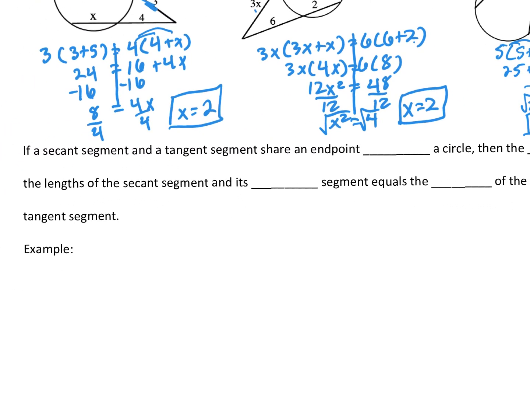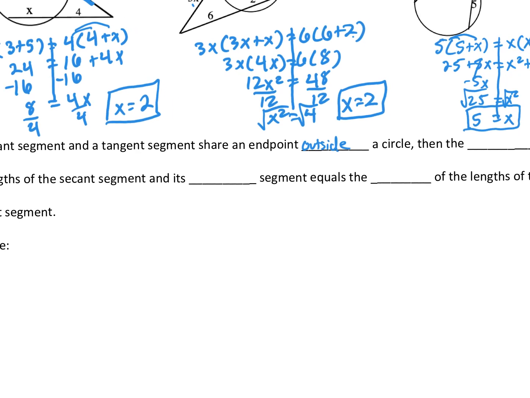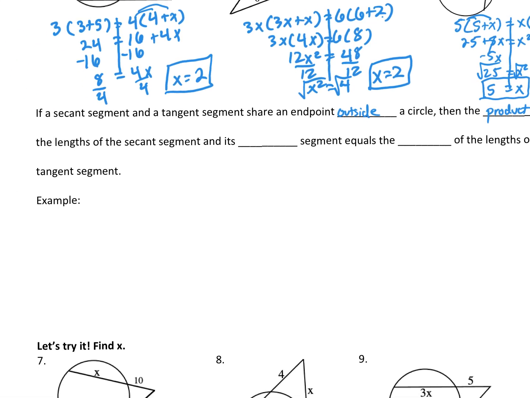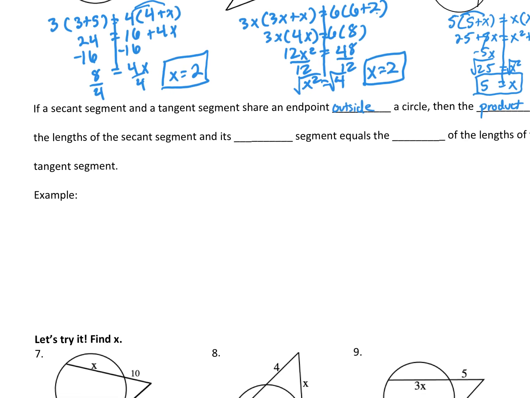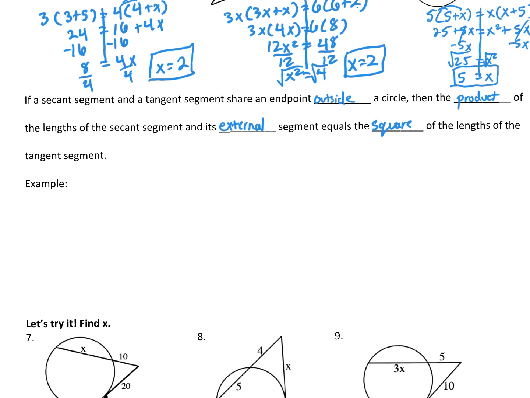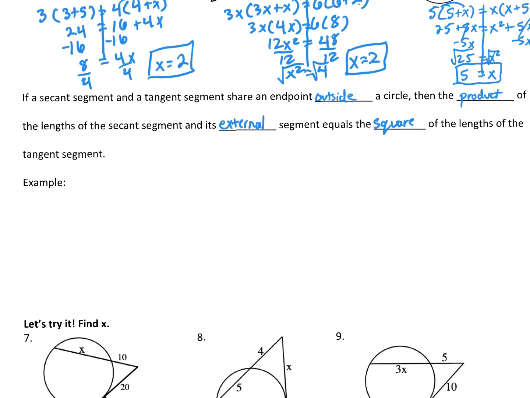Next one is if a secant and a tangent share the same endpoint on the outside, keyword being outside, of a circle, then the product of the lengths of the secant segment and its external segment equals the square of the length of the tangent segment. So I'll show you what that means.